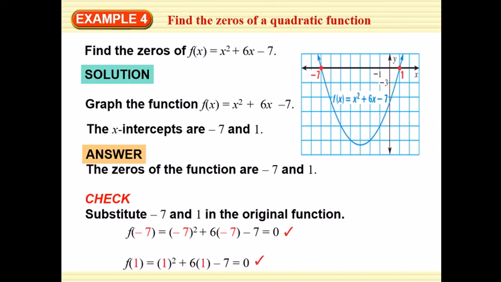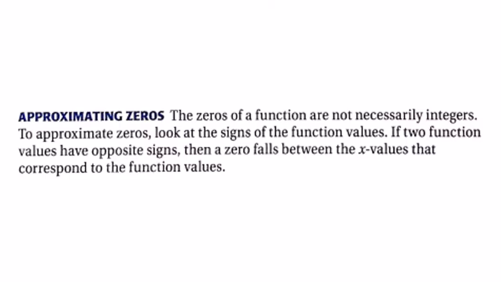Alright, so we're looking for true statements, or when we substitute in our x-intercepts, I should come out to 0 for y, because that means it lies on the x-axis, which means y equals 0. Alright, so approximating the zeros.